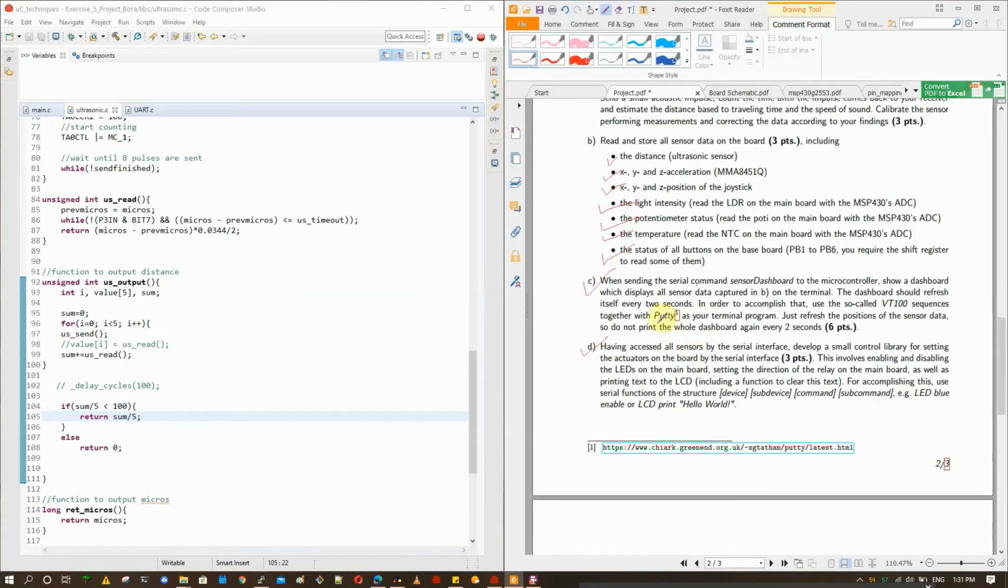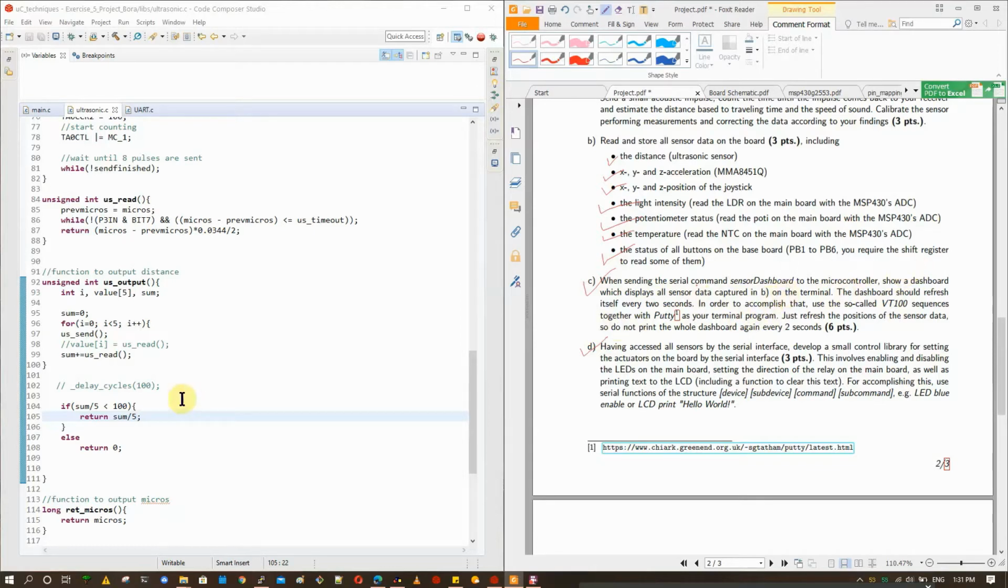Moving on, for the third question, the project asks us to output the sensor values that we just measured in question number 2 to the serial terminal, but also not print the whole table every 2 seconds, but just the change in sensor values by using the VT100 sequences.